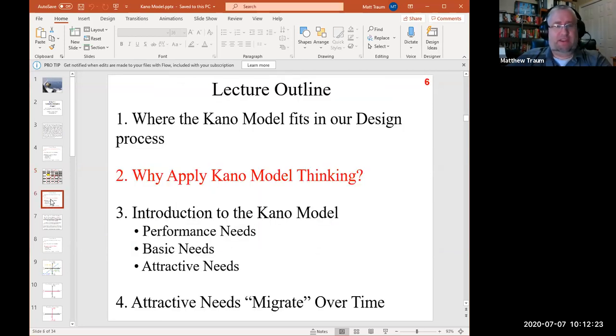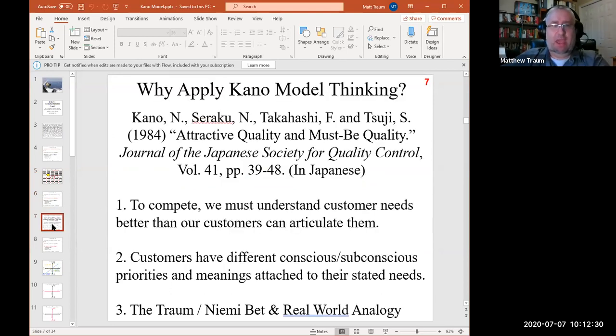Okay, so that's where it fits in. So now why bother with this? What is this, and why apply it?